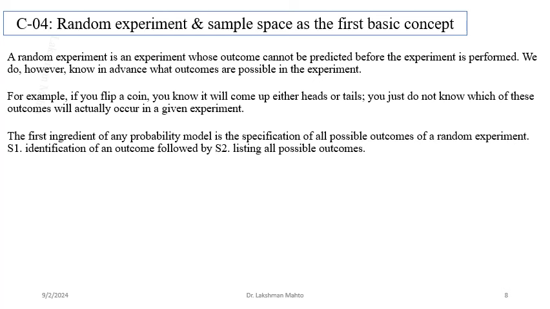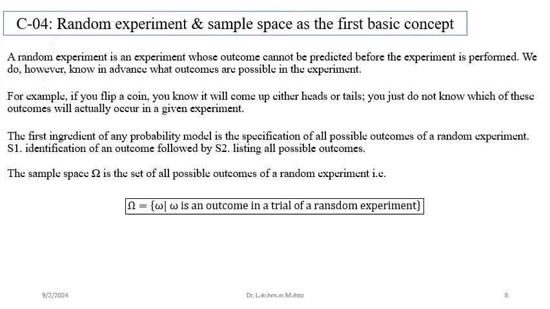So first, the basic concept of probabilistic modeling is sample space. In the definition way, you can say that it is the collection of all possible outcomes. So how do you come up with a sample space? In two steps. The first step is to identify a general outcome in the experiment. And in the second step, you have to list out all possible outcomes. Once you are able to list out all possible outcomes, you get the sample space. So it is two steps, not a one-step thing. Always remember that it is a two-step concept to compute the sample space.